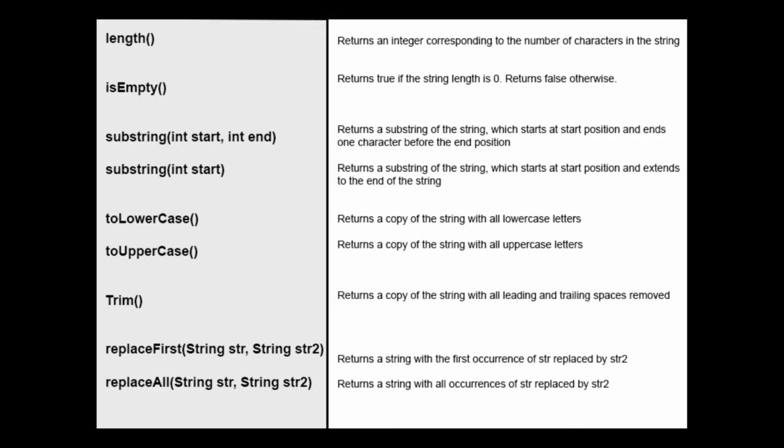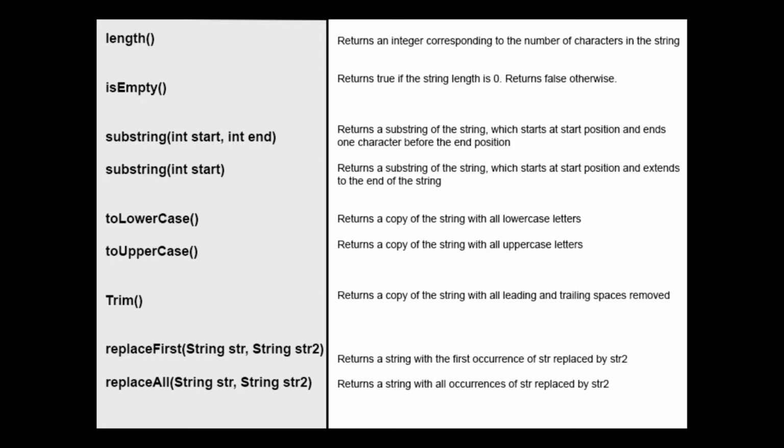Next, we have toLowerCase. It returns a copy of a string with all lowercase letters. On the other hand, we have toUpperCase, which is exactly the opposite. It returns a copy of a string with all uppercase letters. Trim removes all leading and trailing spaces. So before the string and after the string, if there are any spaces, they will be removed.